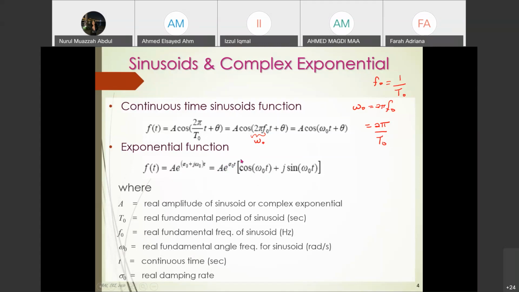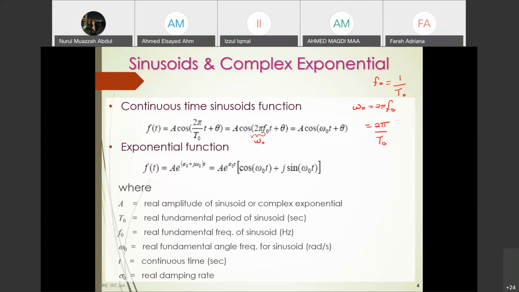I have also uploaded in the e-learning the list of formulas, if you notice. That list of formulas will be given during the final exam. There is a booklet of formulas, so it will be given. It has all these relationships, trigonometries, and also Fourier transform and so on. But you need to know how to use this.